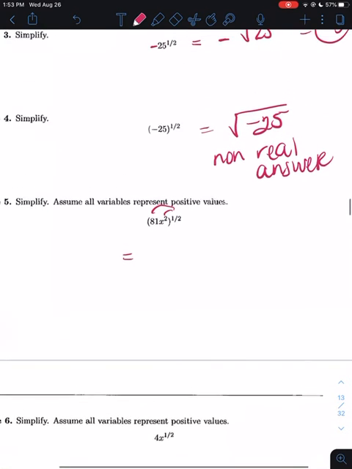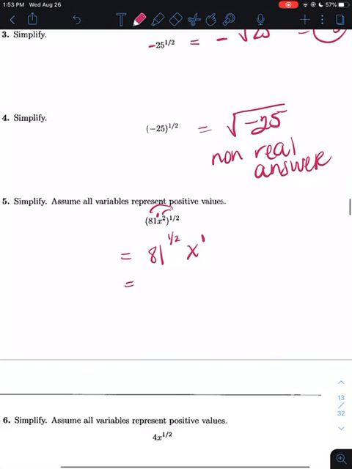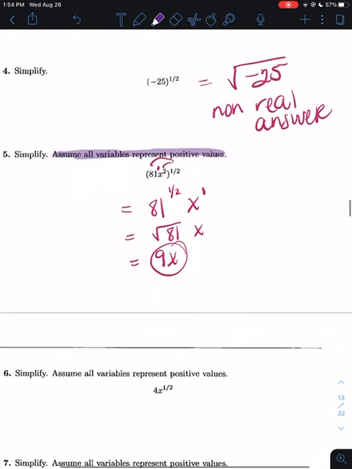Remember that 81 has an imaginary 1 as an exponent. So when I multiply that 1 by 1/2, I get 1/2. And then 1/2 times 2 is half of 2, which gives me 1. To simplify, 81 to the 1/2 is the same thing as the square root of 81, and the square root of 81 is 9. So this final answer is 9x. I don't have to worry about any absolute value symbols because it says assume all variables represent positive values.